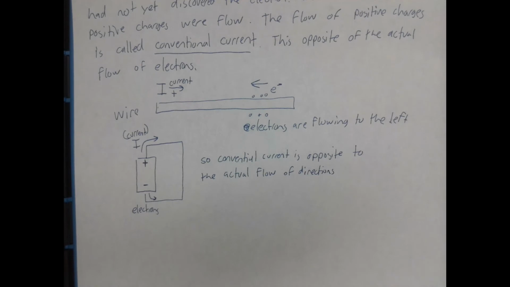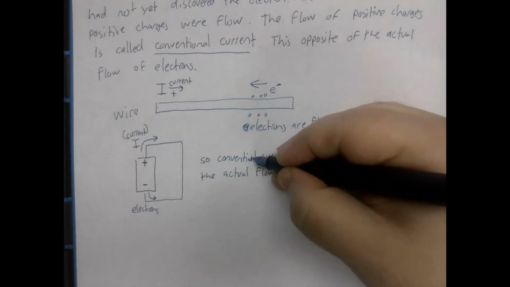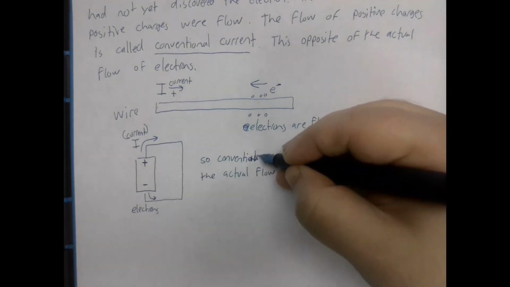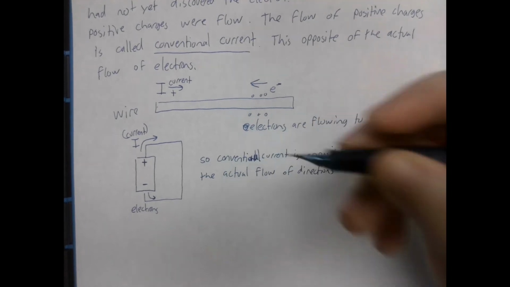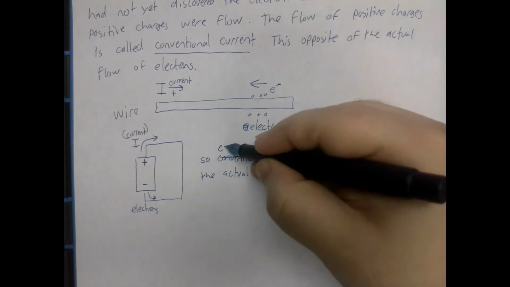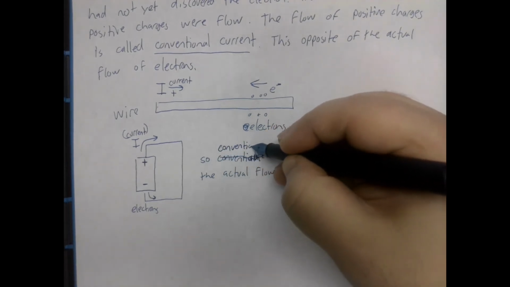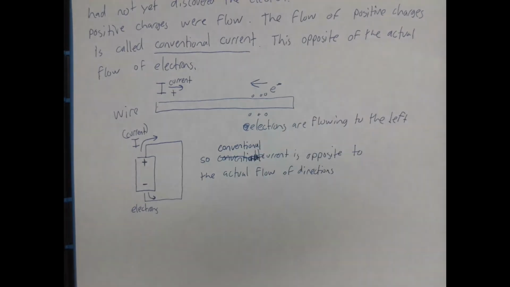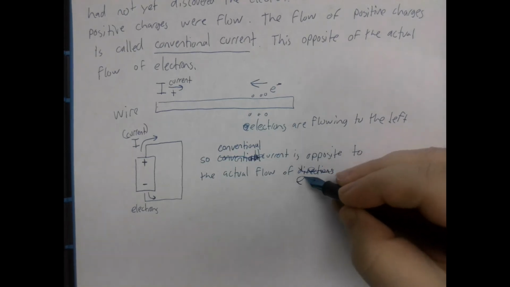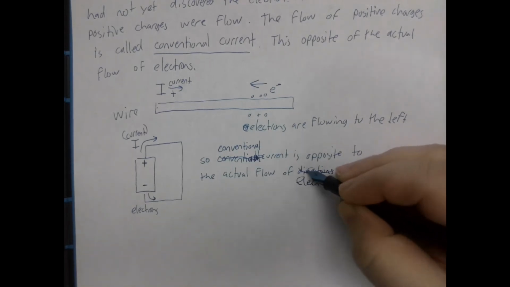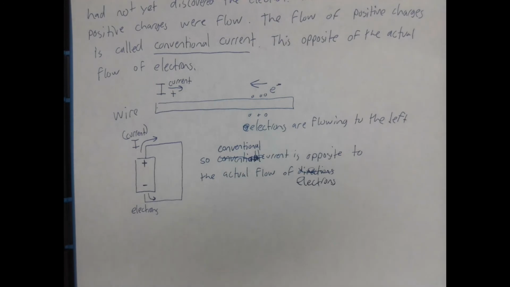So conventional current is actually opposite to the actual flow of electrons. So the conventional current is actually in the opposite direction to the actual flow of electrons.